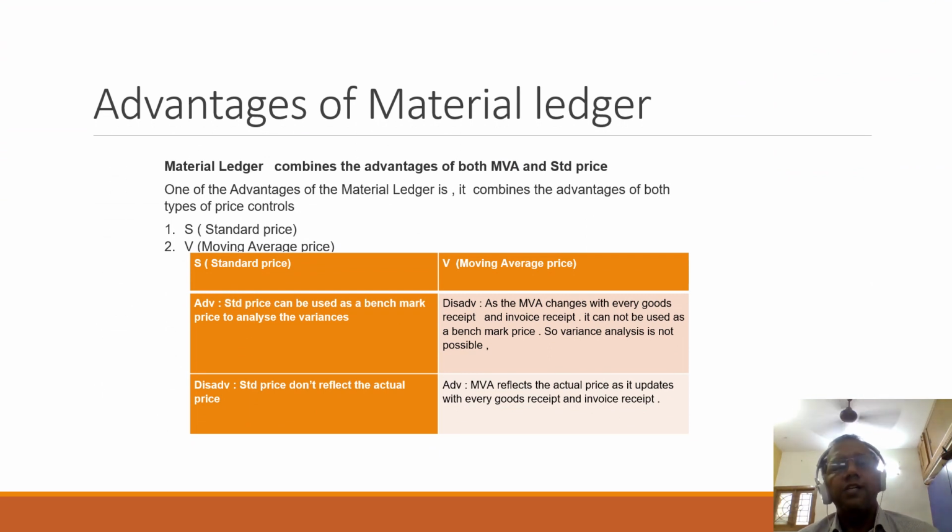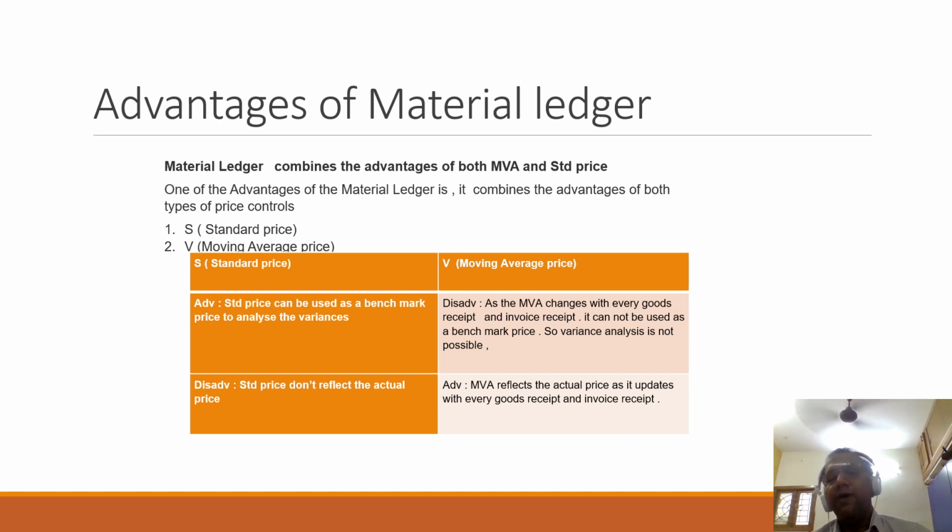Advantages of a material ledger. The material ledger combines the advantages of the moving average price and the standard price. One of the advantages of the material ledger is that it combines the advantages of both types of price control: S, standard price, and V, moving average price. Advantage: standard price can be used as a benchmark price to analyze the variances.